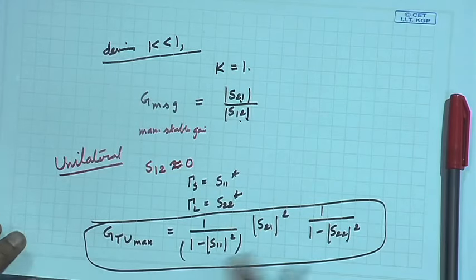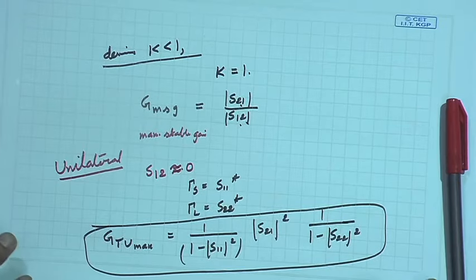For the unilateral case, design is much simpler. So, I have chalked out all the possibilities. Since this lecture does not have any more time, in the next lecture we will see a conjugate match design as an example.